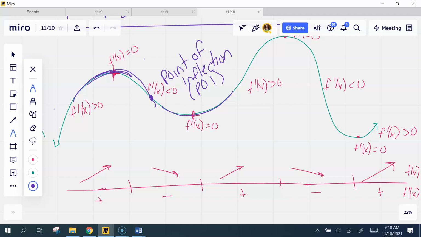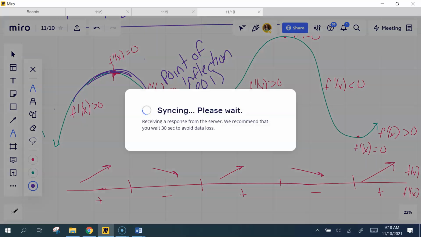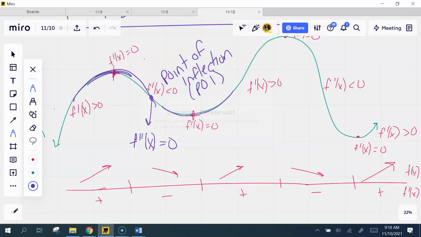Points of inflection happen when the second derivative is 0. So when the slope of the tangents are horizontal.